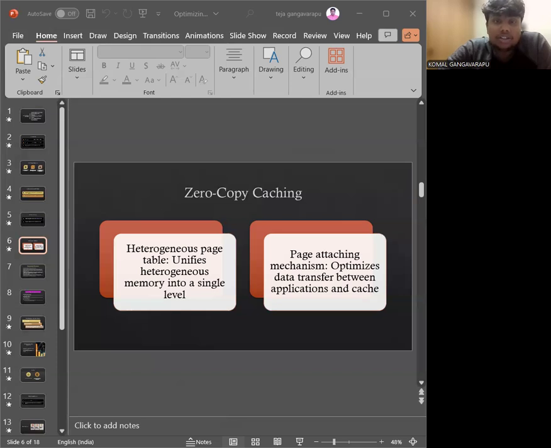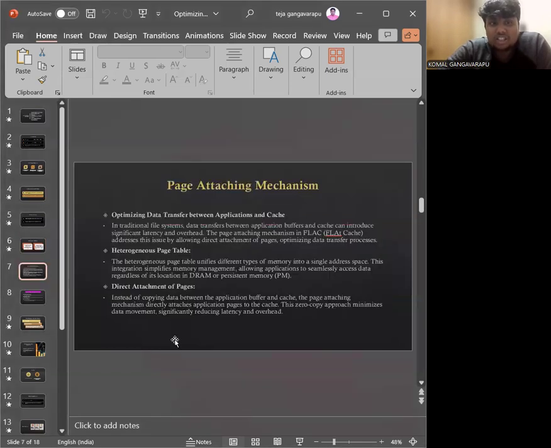Together, these techniques form the foundation of zero copying cache in FlatCache. This leads to more efficient memory utilization, reduced latency, and improved system performance. Then, giving more detail about the page attaching mechanism.